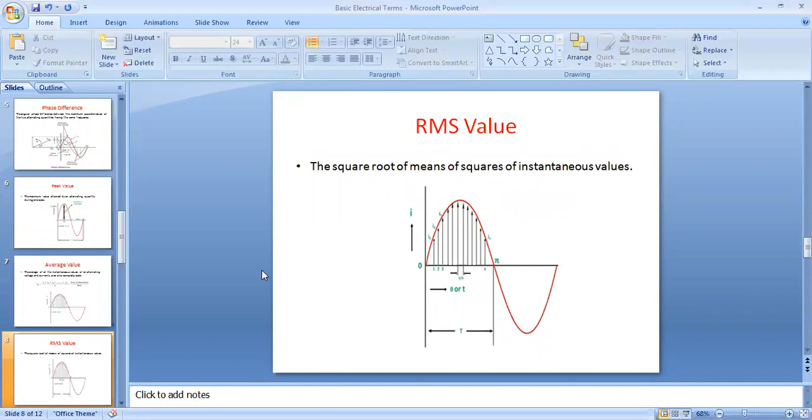The definition of RMS value: we can say the steady current which flows through a resistor of known resistance for a given period of time, produces the same quantity of heat as produced by an alternating current when it flows through the same resistor for the same period of time. That is called the RMS or effective value of the alternating current. It is also known as the square root of mean of squares of instantaneous values.